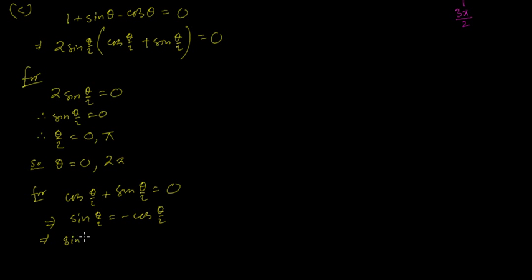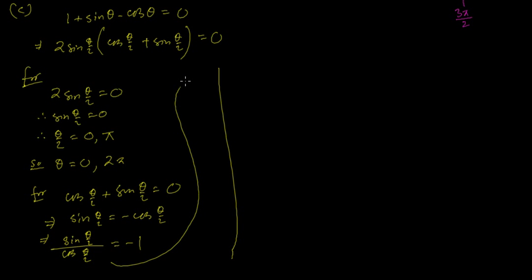So sin theta by 2 divided by cos theta by 2 equals minus 1. Remember, you're dividing this, so this will be minus 1. So what we do here now, I don't have any space, let me get back here. So it would be the identity sin by cos, tan theta by 2 equals minus 1.